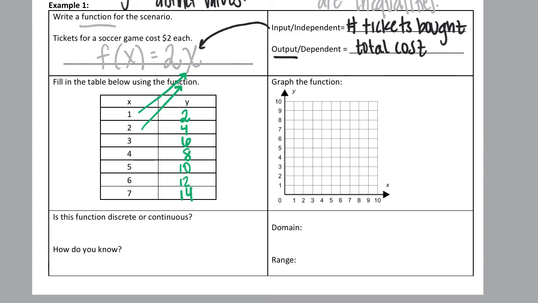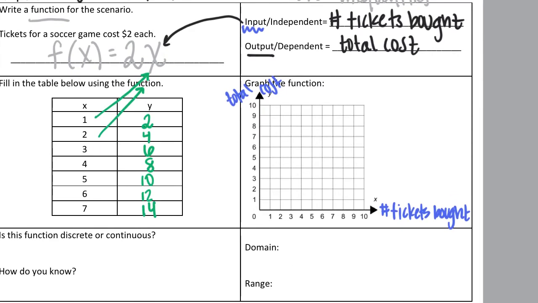If we're going to now graph that function, I want you first to label your axis. So think what our x value represented up here. Our input represented the number of tickets we bought. That affected the y value, and the y value was our total cost. So let's fill in some values here. If we bought 0 tickets, it would cost $0. If you bought one ticket, it would cost $2. 2 would cost 4, 3 would cost 6, and so on.